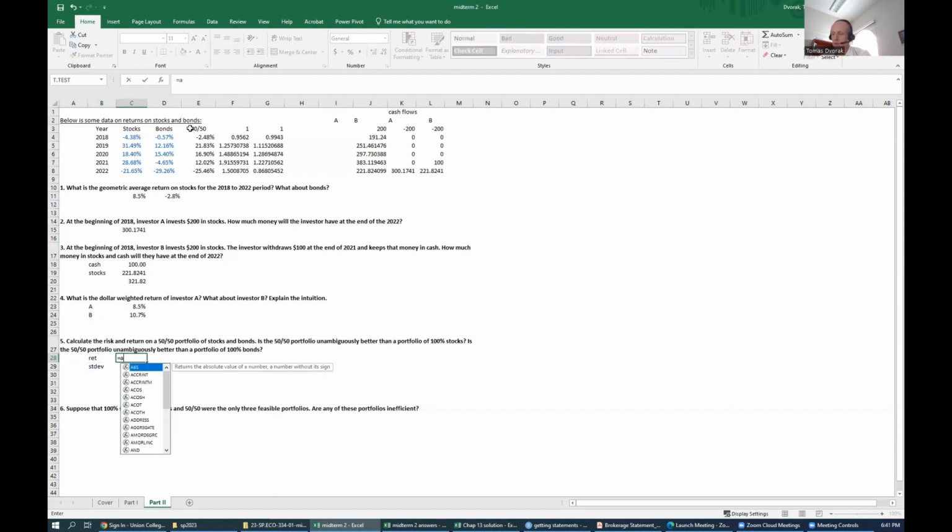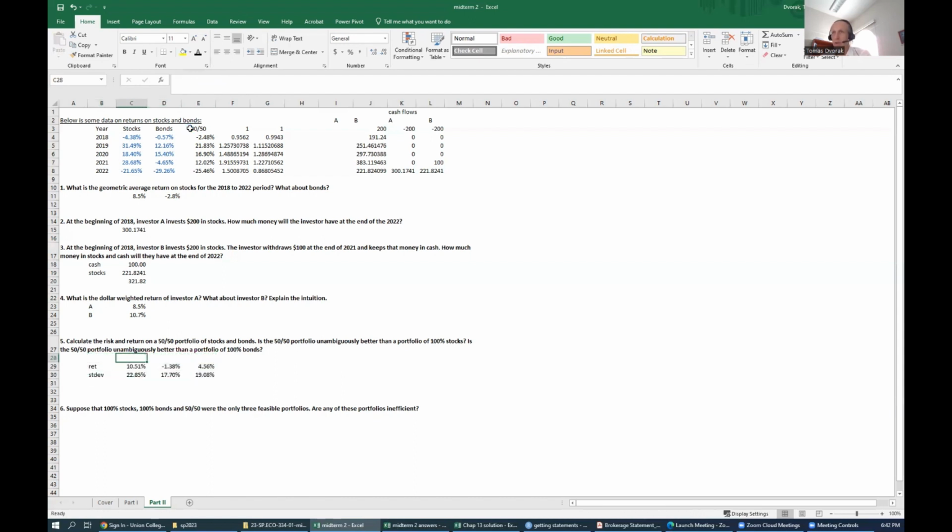Let's use a simple arithmetic average, and on stocks, it's this. And for standard deviation, use the sample formula on the same range of cells, and let's copy that to the right. So I should probably move this down so that I can label it.